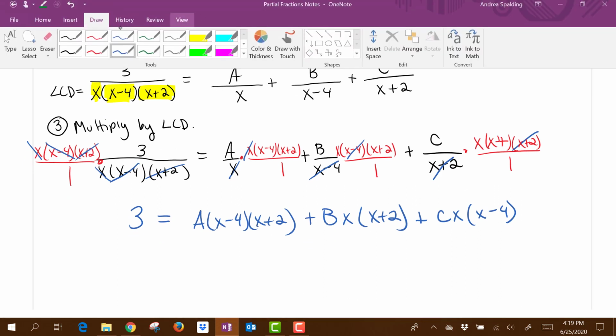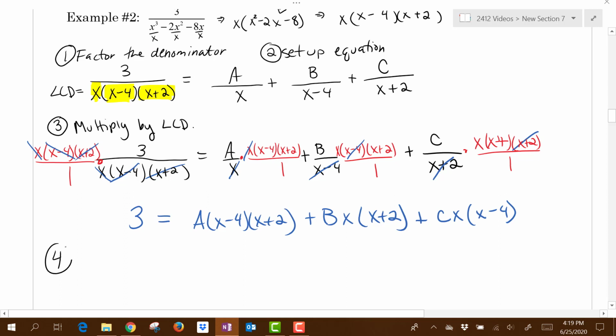Okay, step 4. We want to think about those convenient x values. Remember, how do we find convenient x values? We think about what would it take to make each one of these denominators equal 0. Now remember that if you have a hard time eyeballing that, you can always take the denominator, right here's x, set it equal to 0, solve for x. x equals 0 is one of our convenient x values.